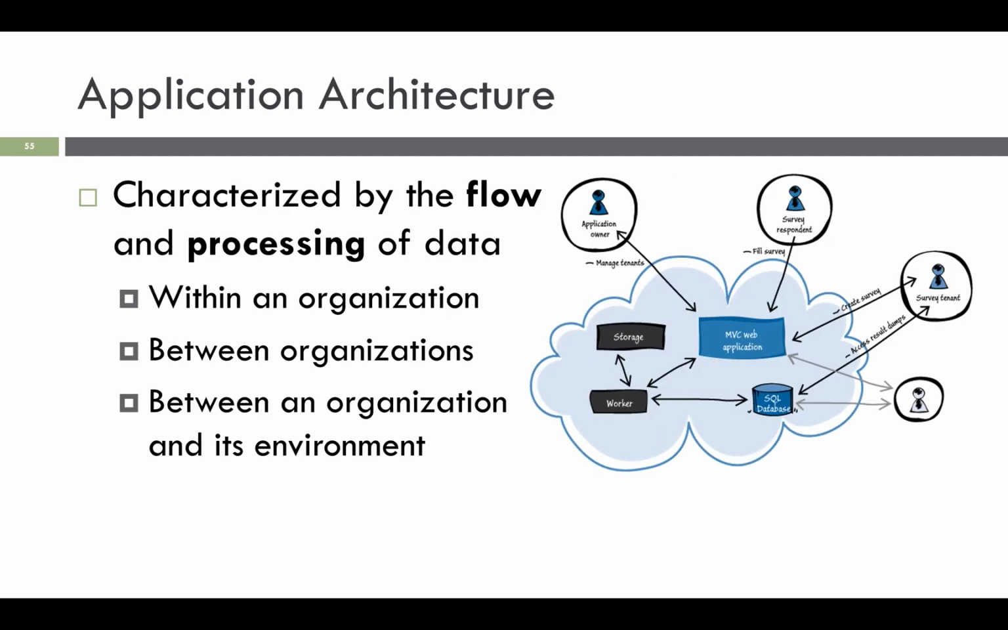Application architecture represents a type of system that works with the flow and processing of data within an organization, between organizations, or between an organization and its environment. Application architecture is primarily concerned with the activities and processing of program data and the communications between programs. Since the application architecture addresses the fundamental business needs of the organization, the application architecture is typically the primary consideration in IT system design.